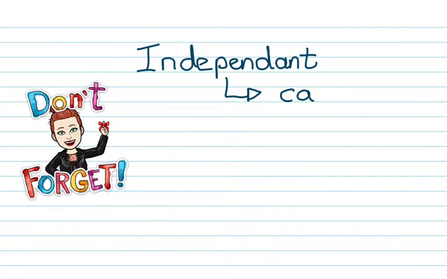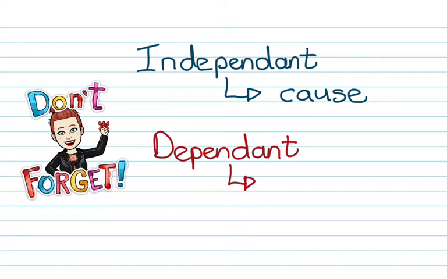Now remember, before you can start working with the aim, the hypothesis and the conclusion, you need to know what is the dependent variable and what is the independent variable. You need to know which one's the cause and which one is the effect.